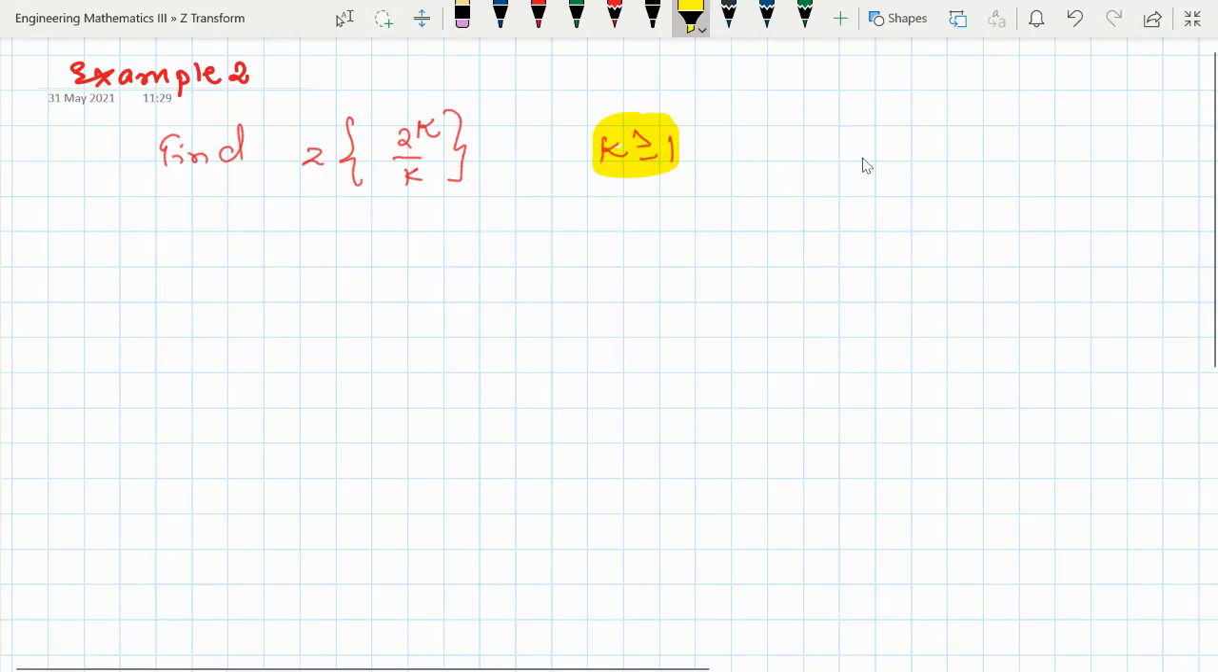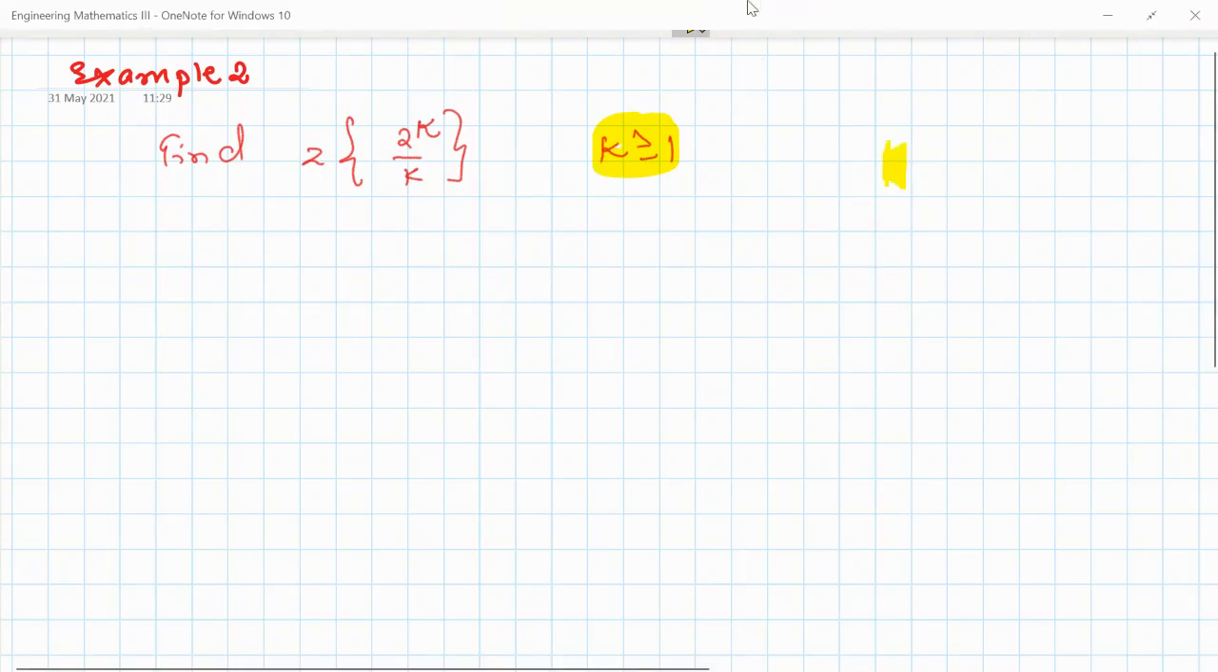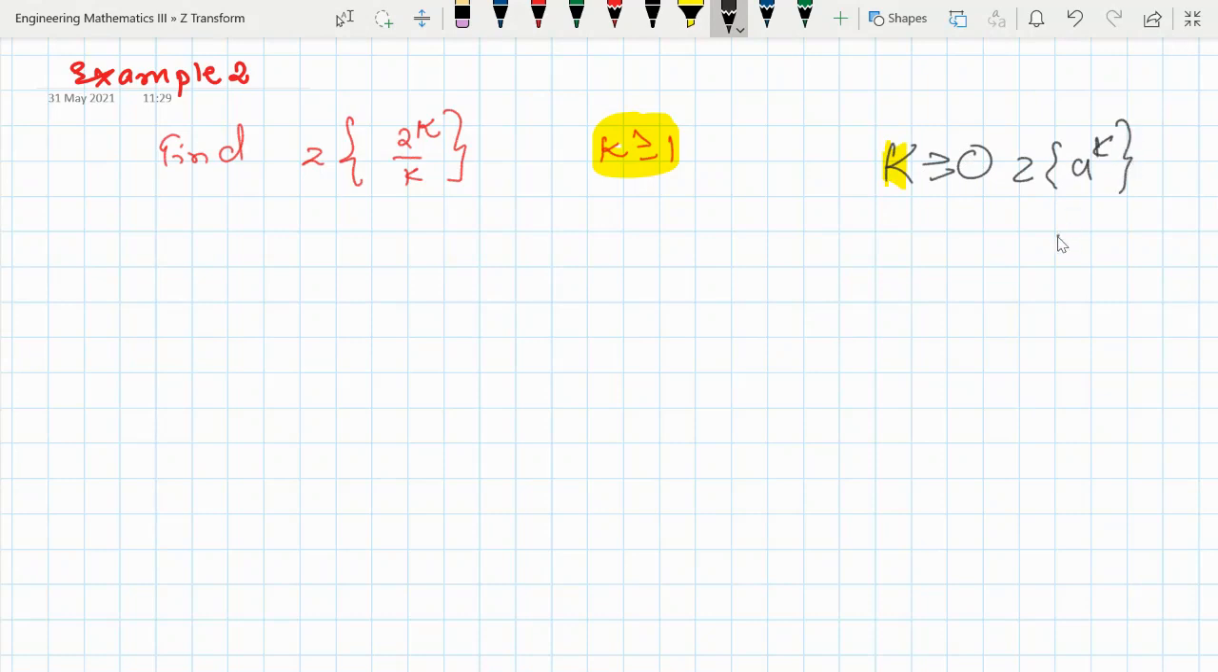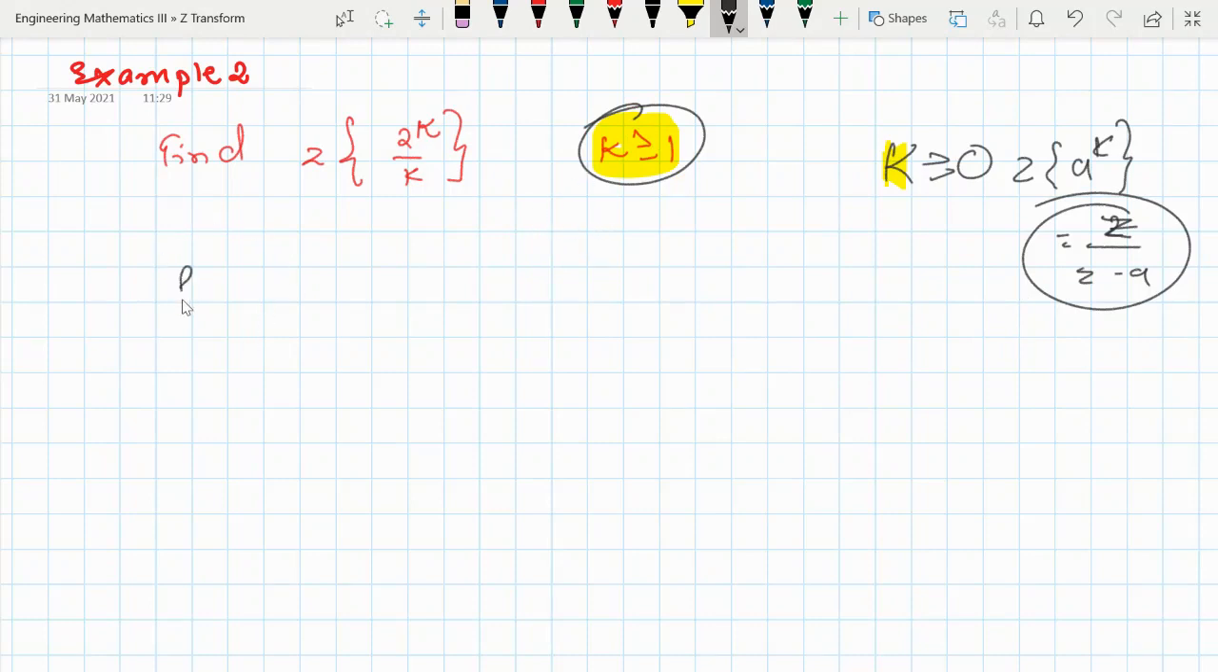If k is greater than or equal to 0, then the Z transform of a raised to k is simply z upon z minus a. But the things are not like that. Our k is greater than or equal to 1, so manually we have to find that. What is my f(k) here? f(k) is equal to 2 raised to k. So what is the Z transform of this 2 raised to k?